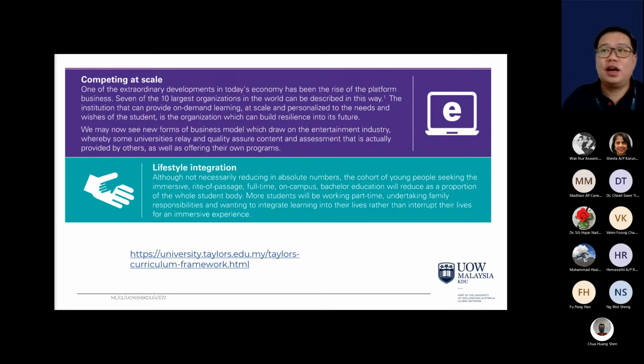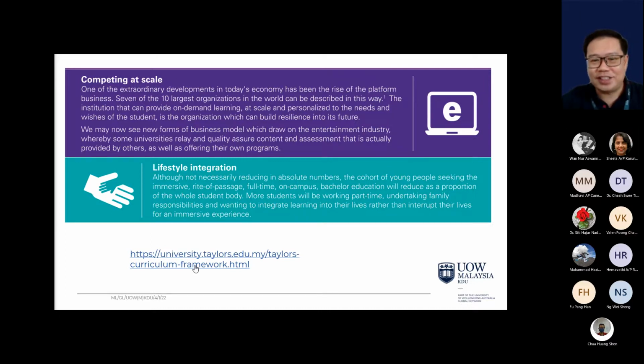Then we have competing at scale. One of the extraordinary developments in today's economy has been the rise of the platform business. What it means is that platform business competing on scale uses technology that is very customized to your learning. Remember, we did research in our initial session, when I explained that industry wants people who are adaptable, who are not only discipline based but have a wide array of knowledge. So because of that, I say innovation, and a very innovative institution is Taylor's University.